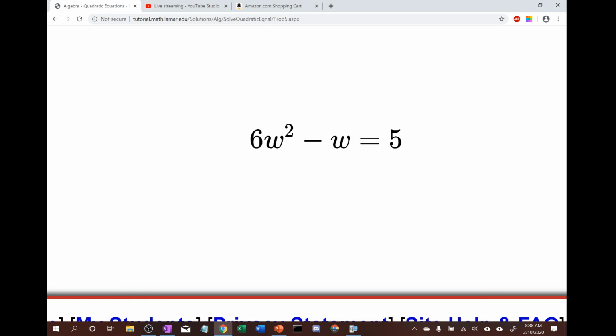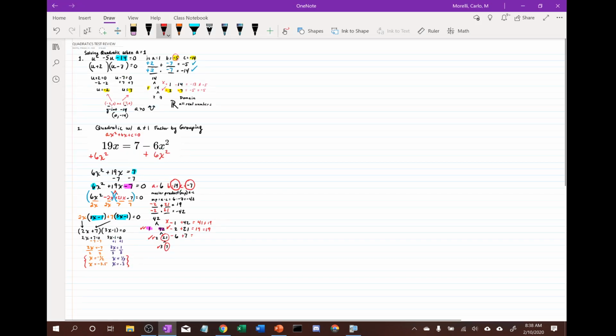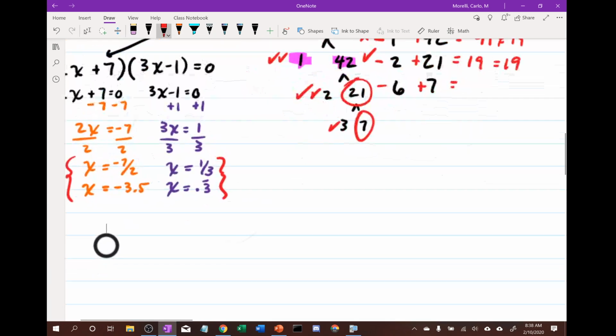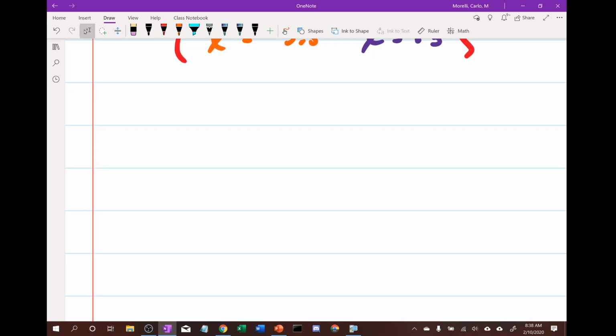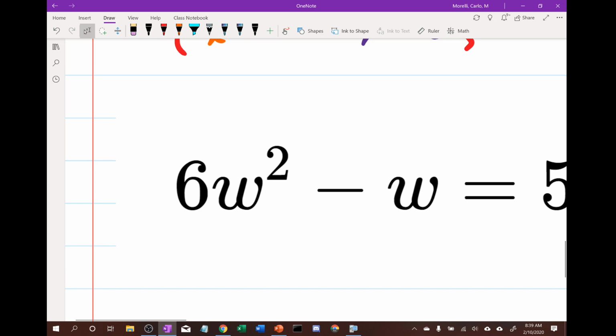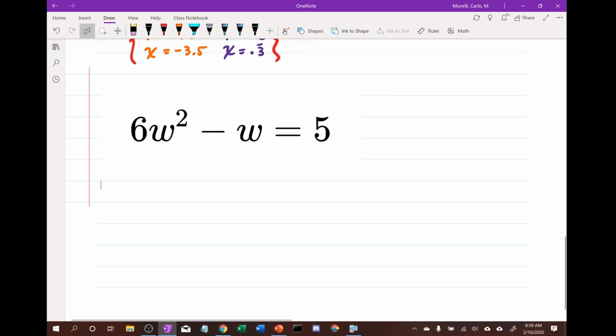So you have to do one step before you can cheat, okay? You've got to move that 5. So let's go ahead and paste this right here. Come on, bro. Come on, $2,000 computer. Can you not do anything? Okay, so what would be the only step I have to do here? Move the 5. How do I move the 5? Minus 5 on both sides.